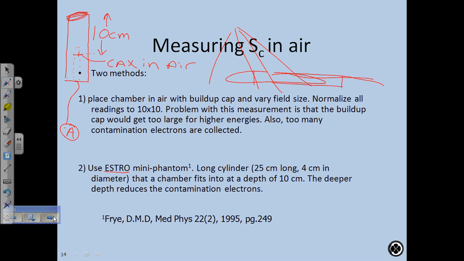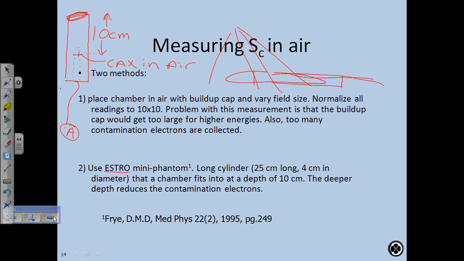You can also use a diode to measure S of C, and the diode has an infinitesimally small volume that it's collecting over. They've compared diode measurements to this kind of measurement with the chamber, and they compare very closely. So this is pretty much the standard way of measuring S of C now.